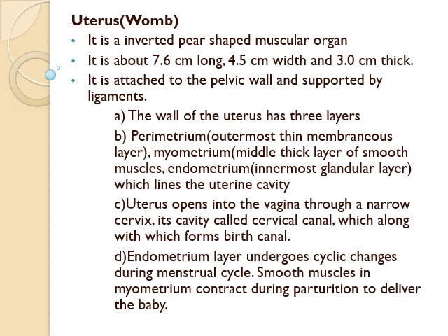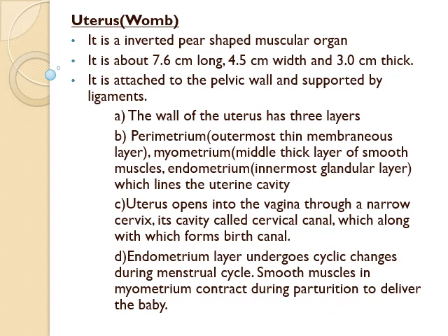Uterus. It is also called the womb. The shape of the uterus is like an inverted pear-shaped muscular organ. It is located between the bladder and the rectum, and is supported by ligaments attached to the pelvic wall. The uterus opens into the vagina through a narrow cervix. The cavity of the cervix is called the cervical canal. Cervix along with vagina is called the birth canal.